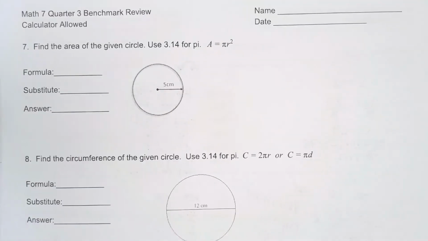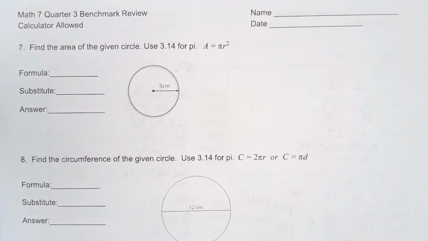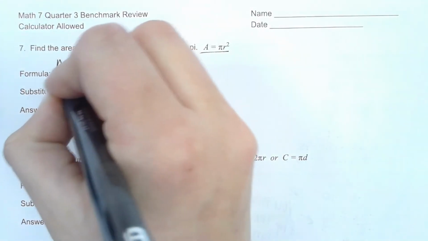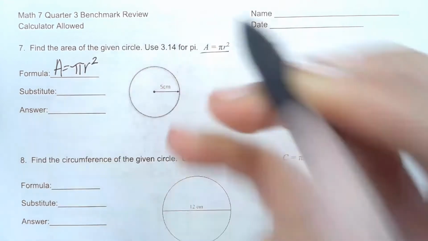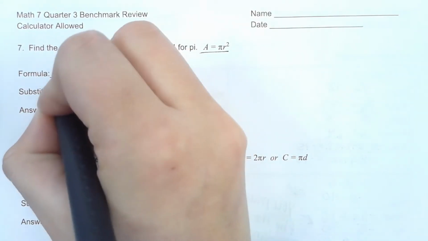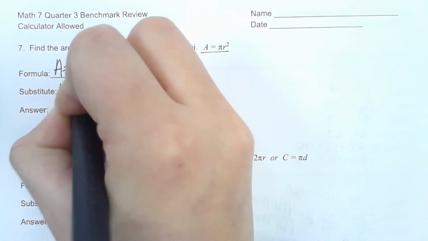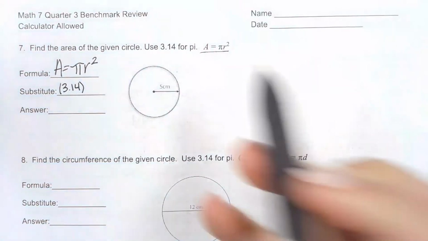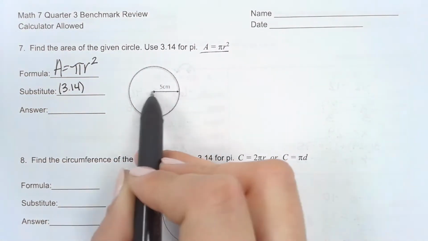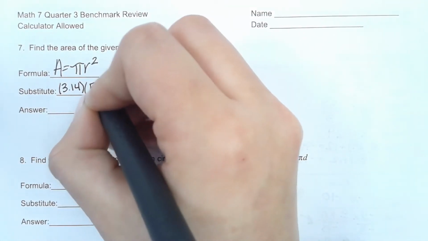All right, number 7. So find the area of the given circle. So remember, our area formula is pi r squared. They want us to use 3.14 for pi. So your substitution line, you're going to plug in 3.14 for pi. R stands for radius. Remember, the radius is half of the distance across the circle through the center. So they do give us that radius, which is 5. And then we're going to square it.